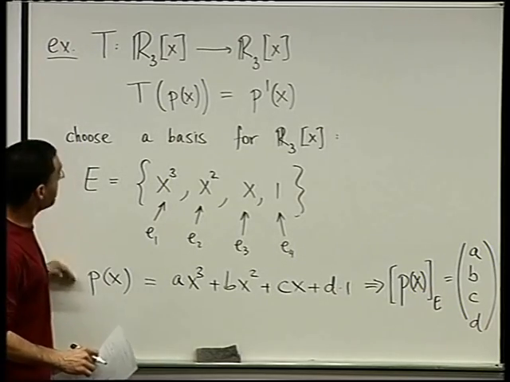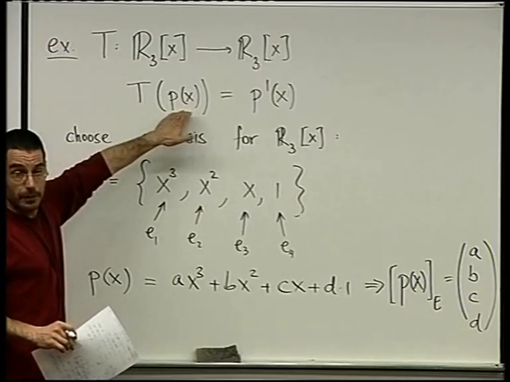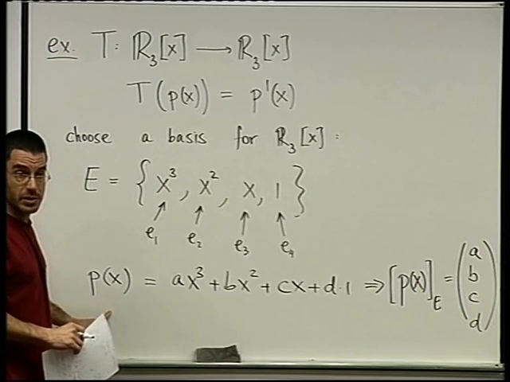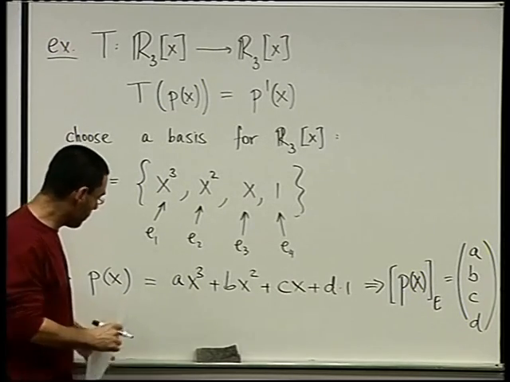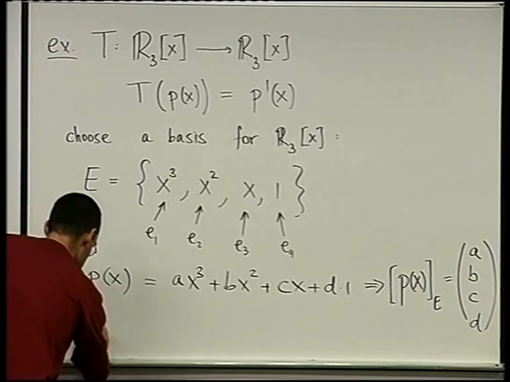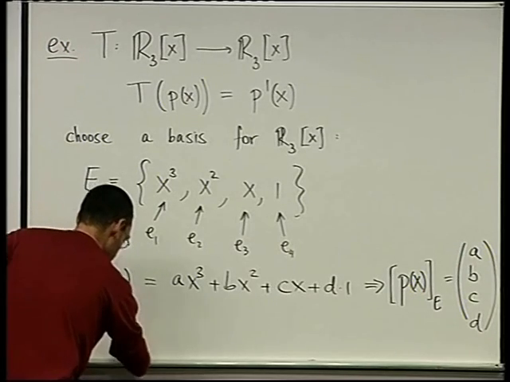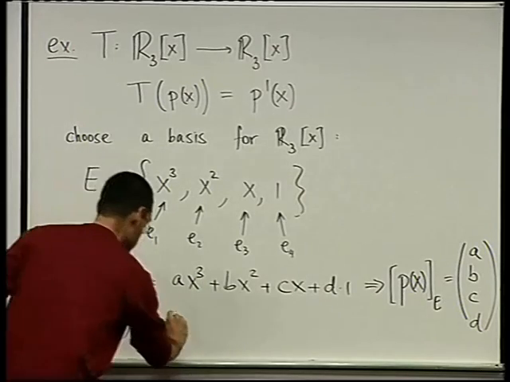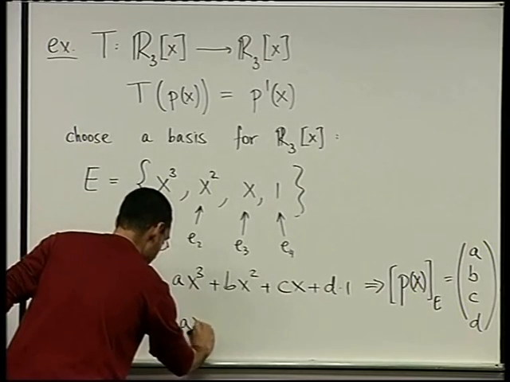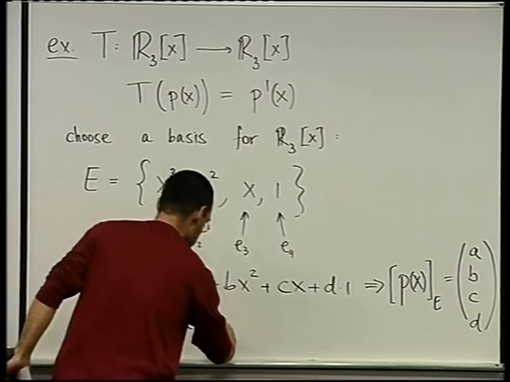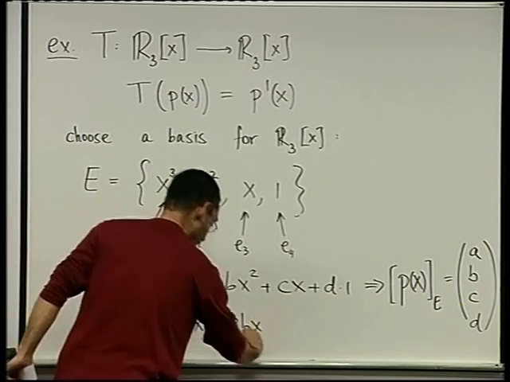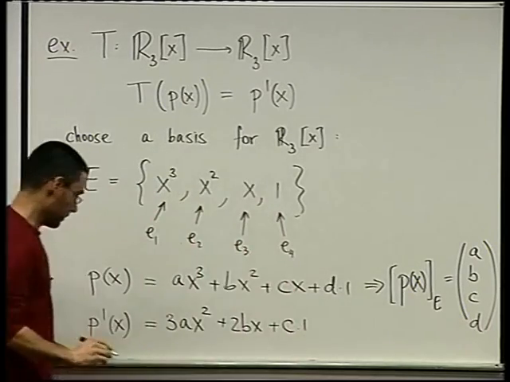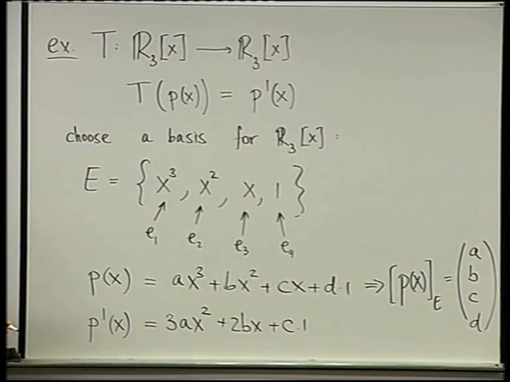Now, this is what we act on. That's a general element here. What is p prime of x? So if p(x) is this, p prime of x is what? We know how to take derivatives, right? So it's 3ax squared plus 2bx plus c times 1. That's p prime. Do you agree?